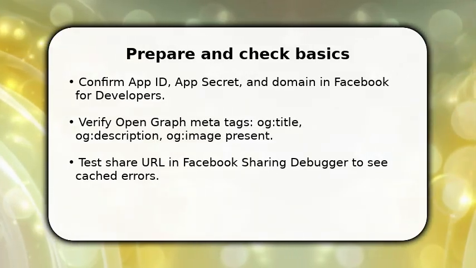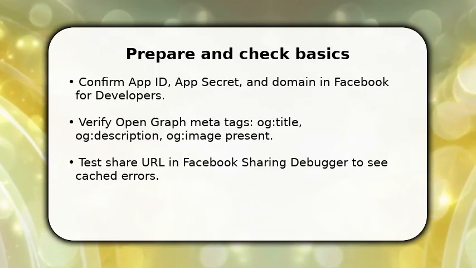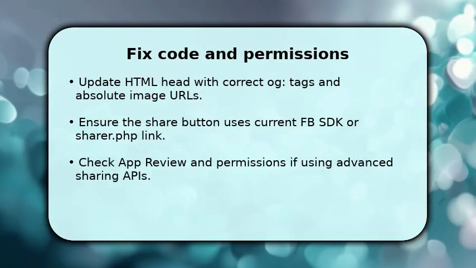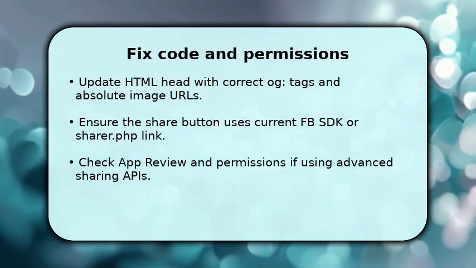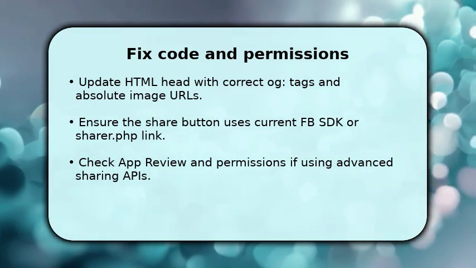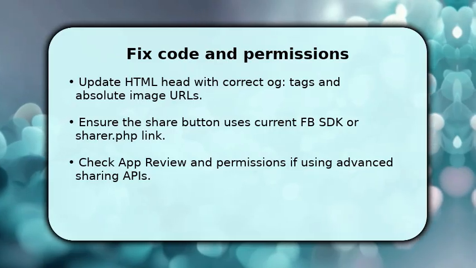If it returns an old image, reuse the debugger's scrape action to refresh Facebook's copy. Next, update the page markup. Place accurate OG title, OG description, OG image, and use absolute URLs for images so Facebook can fetch them.